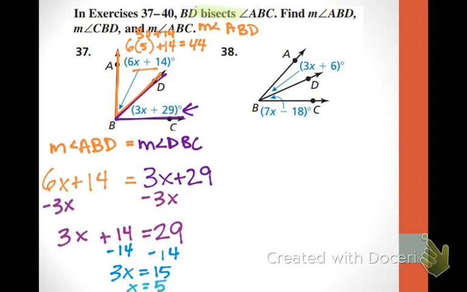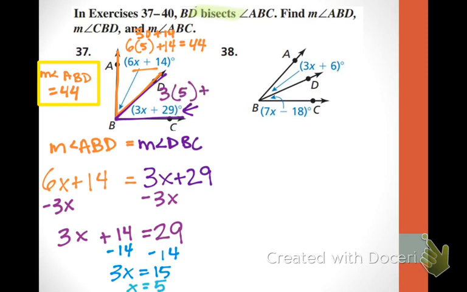I'm making it smaller, sorry. Equals 44, so that's one of the answers. So technically, what should the measure of DBC be? 44. You should still check it. What's 3 times 5? 15 plus 29 is 44. So the measure of angle DBC is 44.